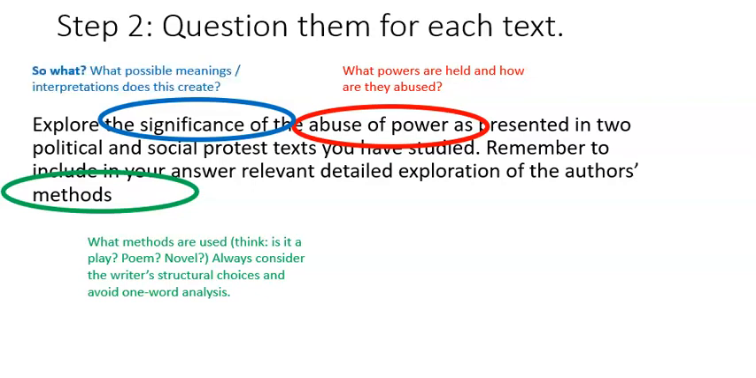And then finally, you need to be asking yourself, so what? The writer is writing about a particular feature. They're using specific methods. So what? What possible meanings does that create? How can you possibly interpret that? And what does it say? What's the writer saying about the world, on the big world, through the small world that they've created within their text?